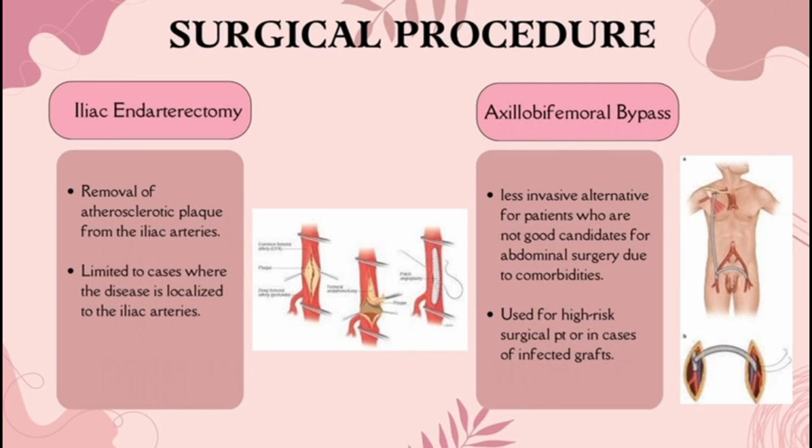Last is the axillobifemoral bypass. A graft is tunneled from the axillary artery in our armpit to the femoral arteries in the groins. This bypasses the aortoiliac segment entirely. It is used for high-risk surgical patients or in cases of infected graft.